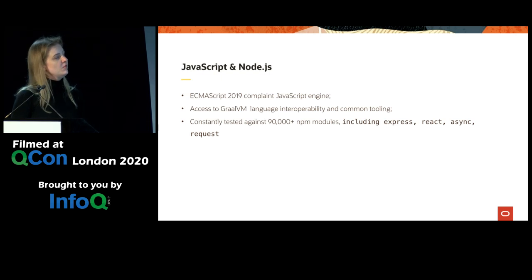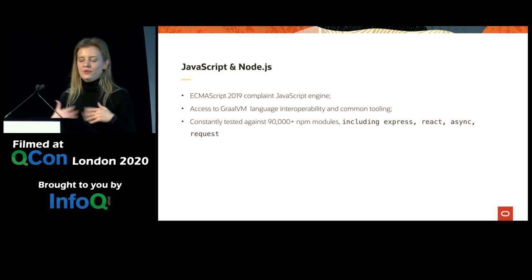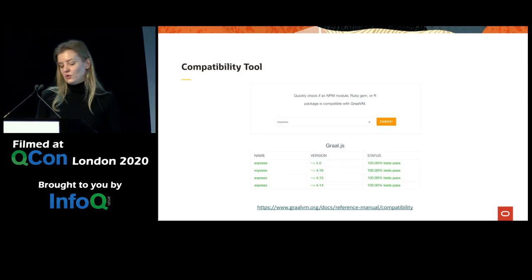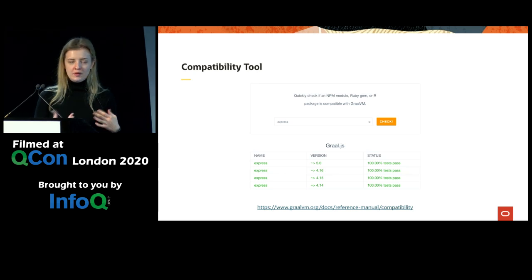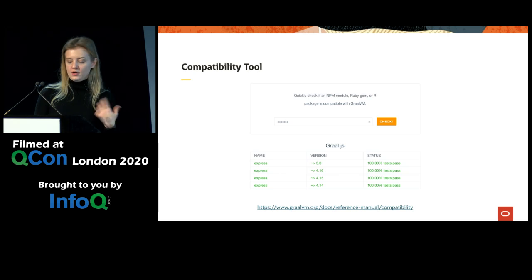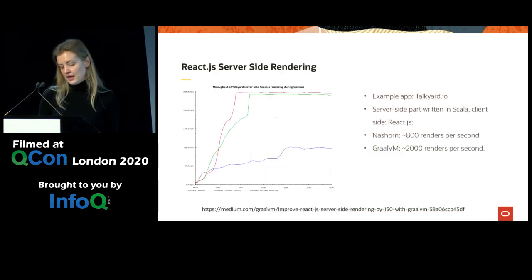So for example, in GraalVM, you can run JavaScript. We have this highly compatible, highly tested JavaScript engine. If you're interested in some particular NPM module or maybe a RubyGem or something, you can test. We have this compatibility tool, and you can see whether or not we support your library or module or whatever, and see which versions are supported.